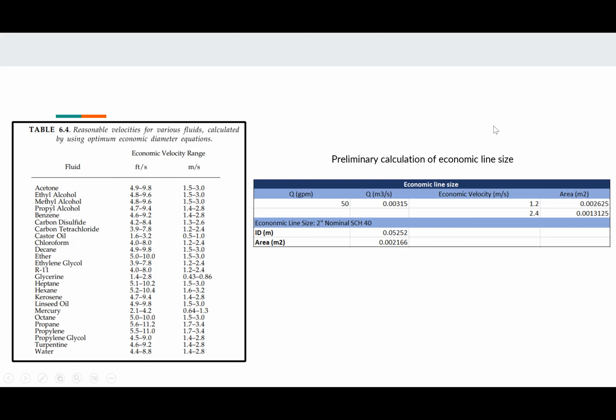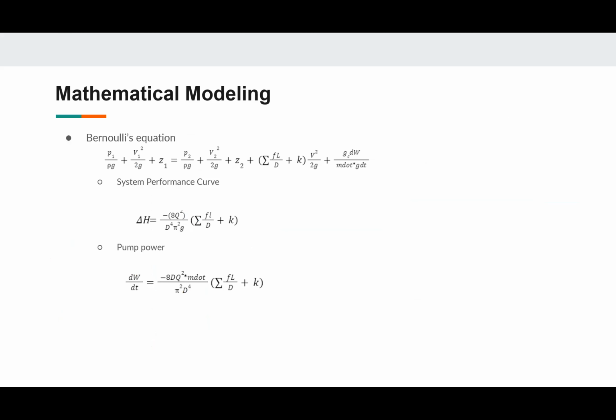From there, we can calculate the range of area that we are looking for. Based on these calculations, the economic line size comes out to be 2-inch nominal, schedule 40. Next, please.